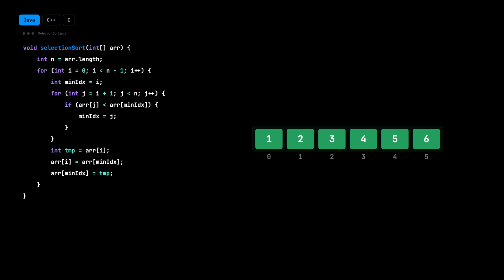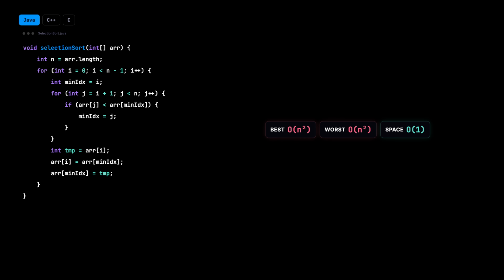Selection sort always makes exactly n-1 passes. There is no early exit. So the time is always O of n squared, best, worst, and average. Space is O of 1, just 2 variables, and it is not stable by default.